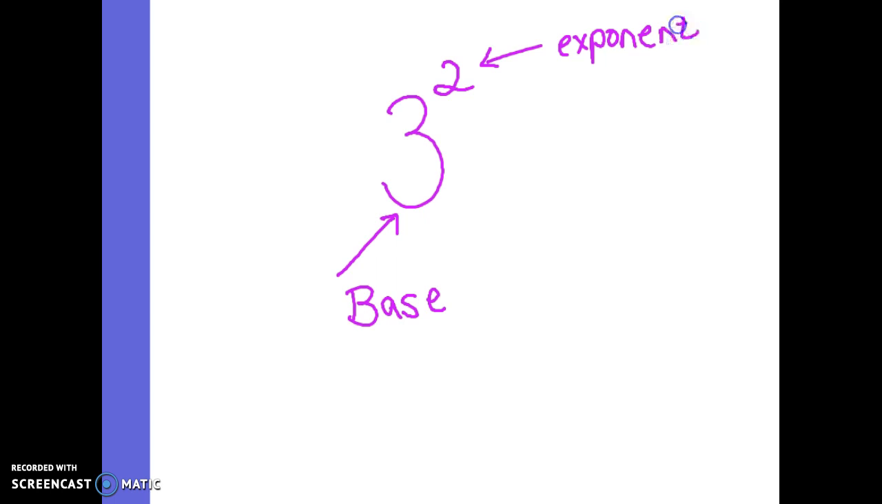What 3 squared means is we're taking 3 and multiplying it by 3, and we get 9. So the base is 3, the exponent is 2, and it's 3 times 3. If we had x squared, it's the same as x times x, which is x squared, not 2x.